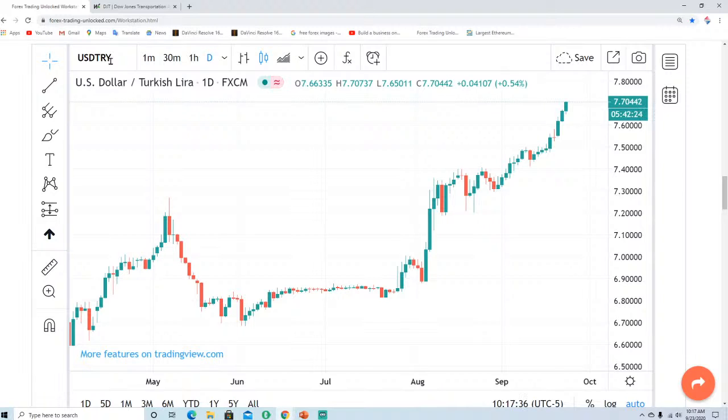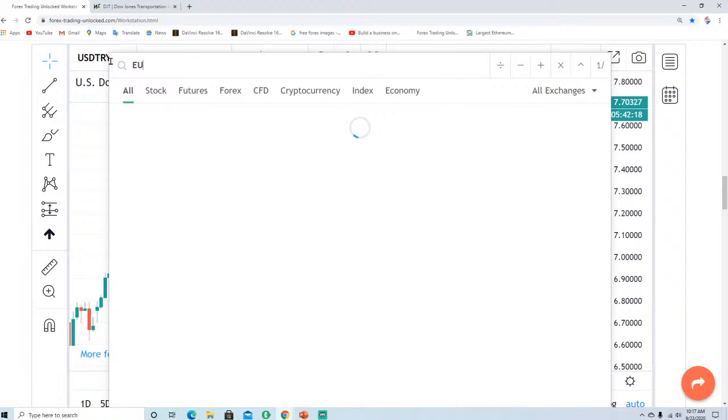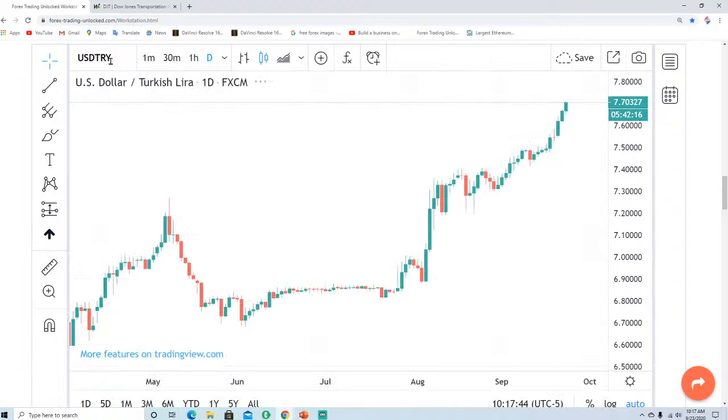So there are some of your lesser currencies where the dollar right now is very strong. It's definitely pounding them. So let's go back to the euro US dollar. Let's see, do we have any questions?